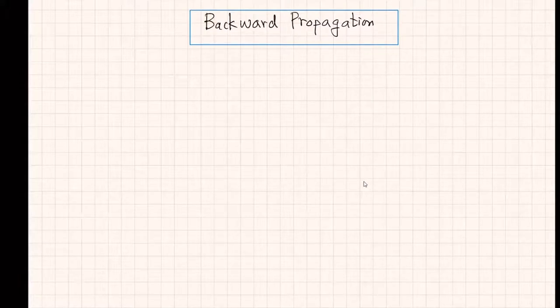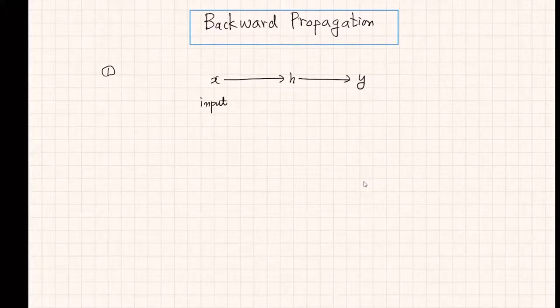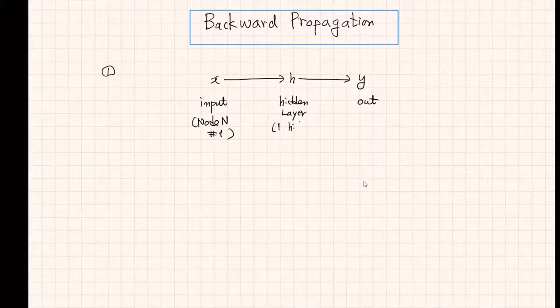For the simplicity of equation derivation and discourse, I will use a very simple case. It has input, it has hidden layer output, and we have one output. Node number, I'm going to talk about node number equal to one. One hidden layer and one node number. Very simple case. Also, I assume one node number.